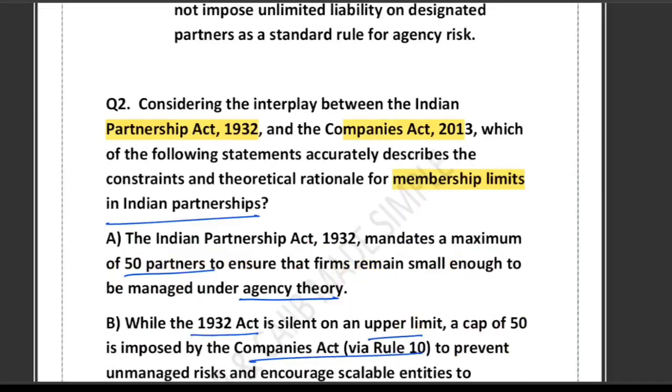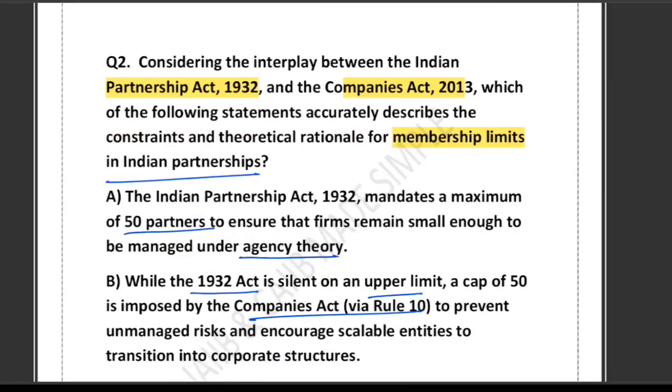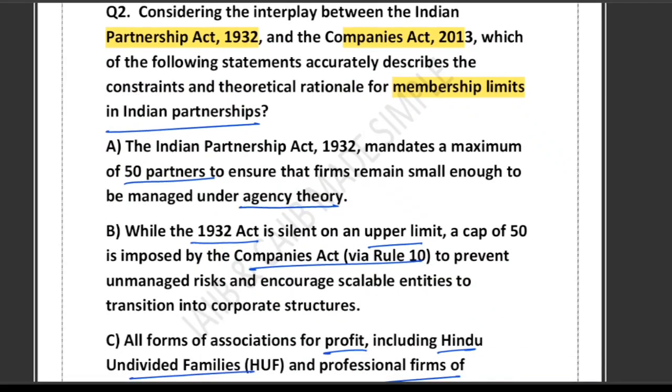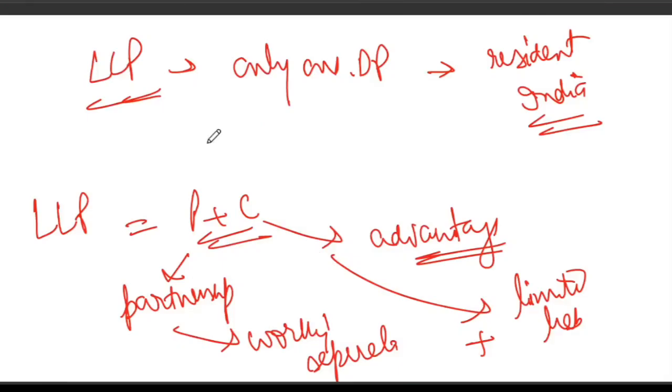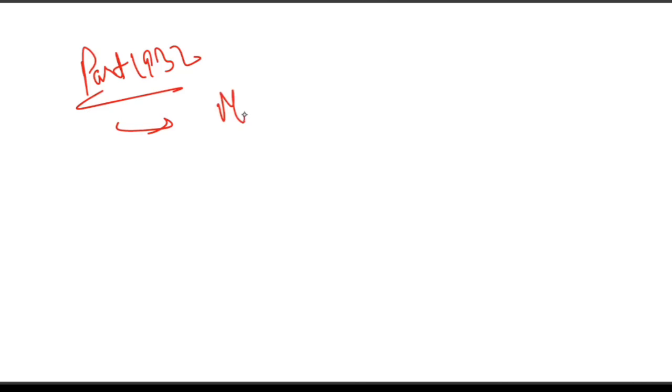Now let's come back to this question. So friends, first of all, this question is testing two things: which law fixes the maximum number of partners and why this limit exists. So first of all, let's have a basic legal understanding. You know it very well that if we talk about the Indian Partnership Act 1932, this Act tells that the minimum number of partners is 2, but it does not mention any maximum limit.